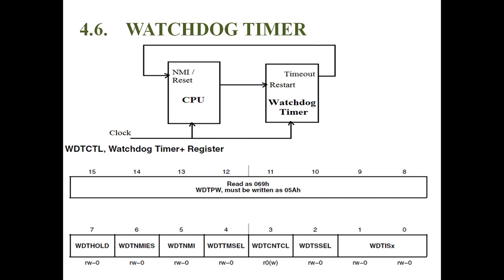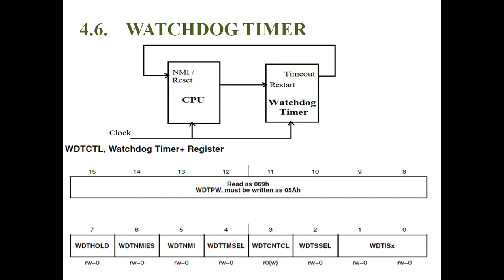It is controlled by using the watchdog timer register. It is a 16-bit register. The first 8 bits are control bits. The next 8 bits are the password. If you want to read the watchdog timer register, that value is 69H. If you want to write data into it, the value is 5A.